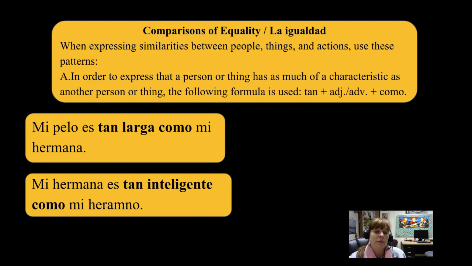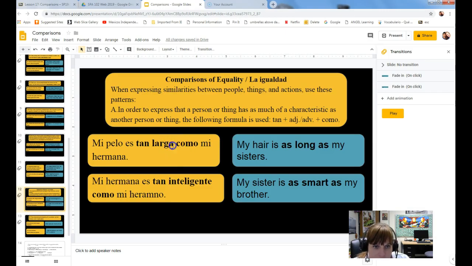So when you're expressing similarities, right, between people, things, and actions, you use these patterns. In order to express that a person or thing has as much of a characteristic as another person or thing, they follow a different formula. So they use tan, which means as, or as much as, adjective plus como. So mi pelo es tan largo como mi hermana. My hair is as long as my sister's.